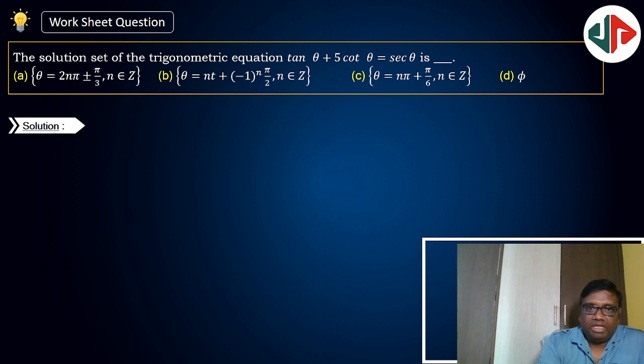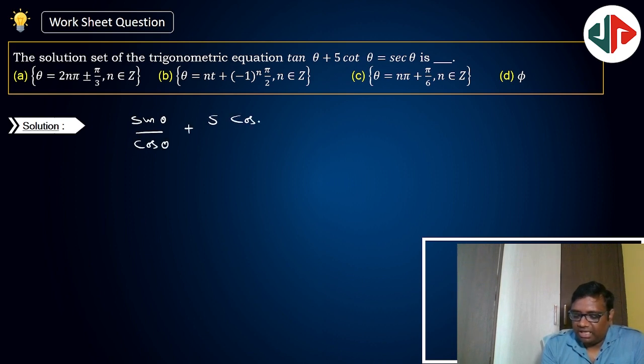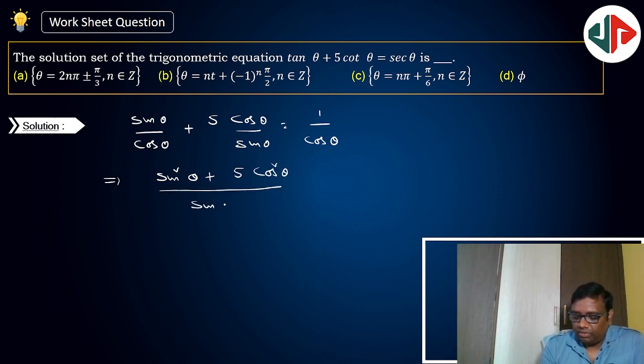So I will rewrite tan theta as sin theta by cos theta, plus 5 times cos theta by sin theta, is equal to 1 by cos theta. Now if you take the LCM, sin square theta plus 5 times cos square theta by sin theta into cos theta is equal to 1 by cos theta. So here cos theta value can never be equal to 0. Then both will be cancelled.